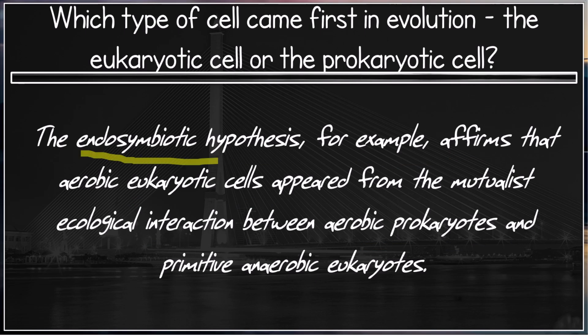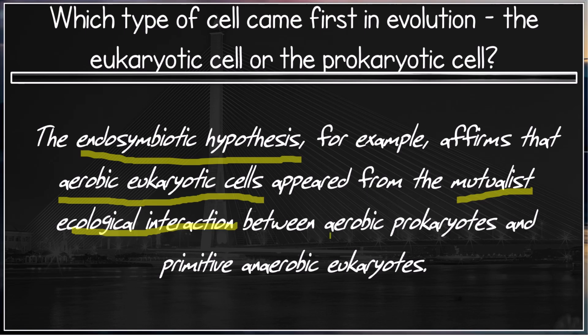The endosymbiotic hypothesis, for example, affirms that aerobic eukaryotic cells appeared from the mutualistic ecological interaction between aerobic prokaryotes and the primitive anaerobic eukaryotes.